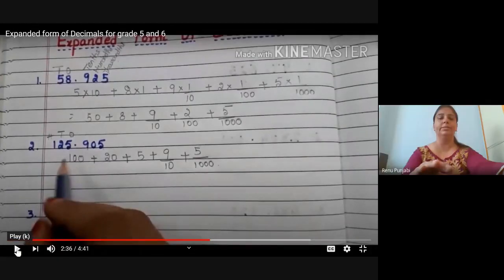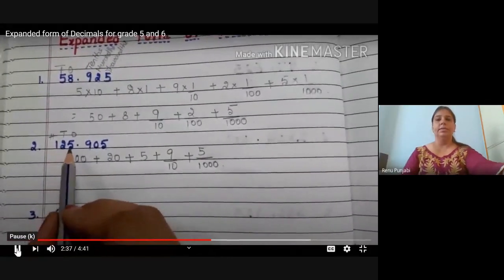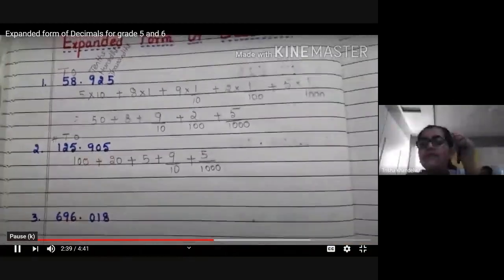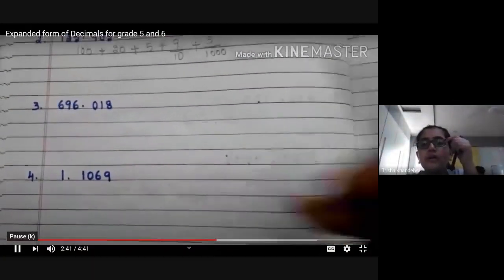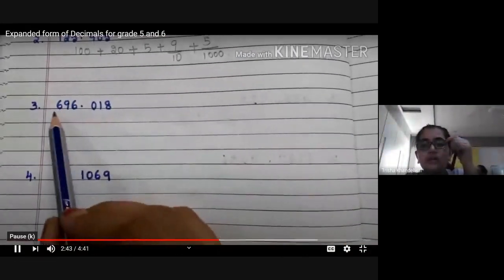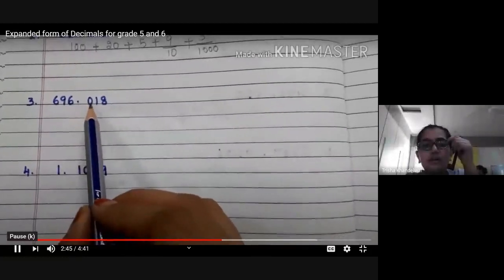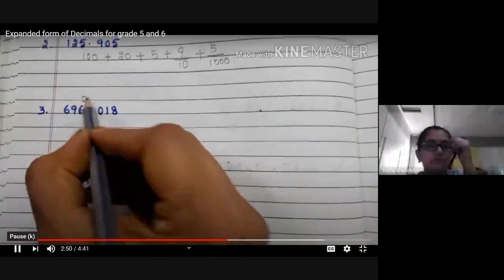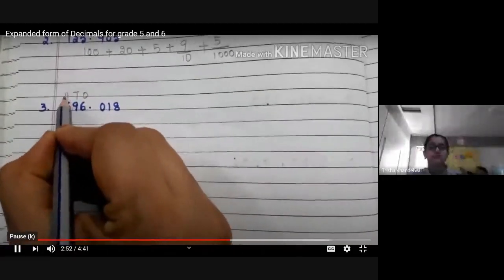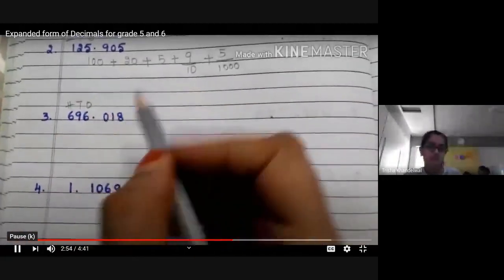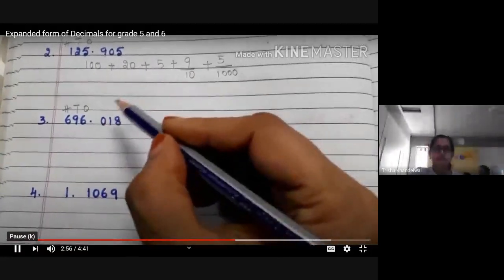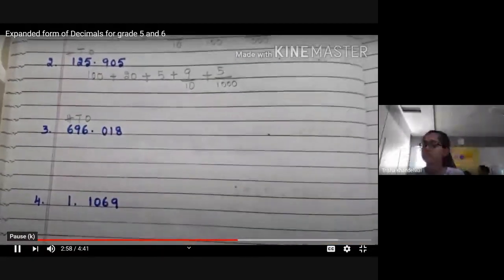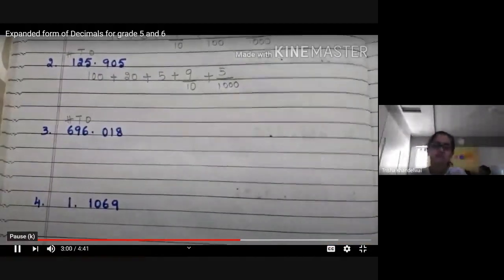Mute your mics, everyone. 125.905. Now let us go to the third example. Here we have the decimal number 696.018. First write the places. Ones, tens, hundreds. Okay, coming to the decimal part, 0 is in tenths place, 1 is in hundredths place, and 8 is in thousandths place, right?